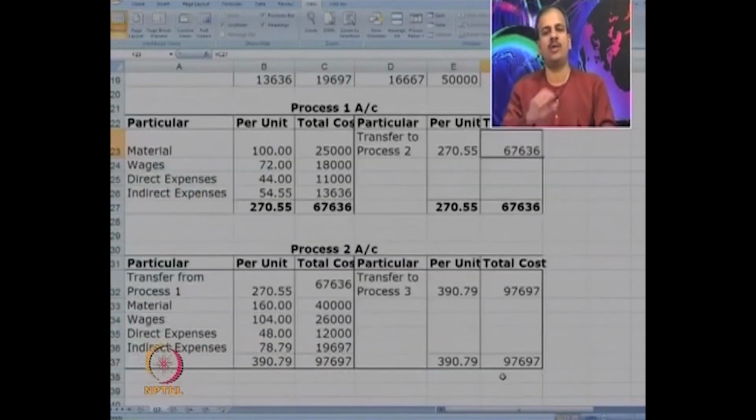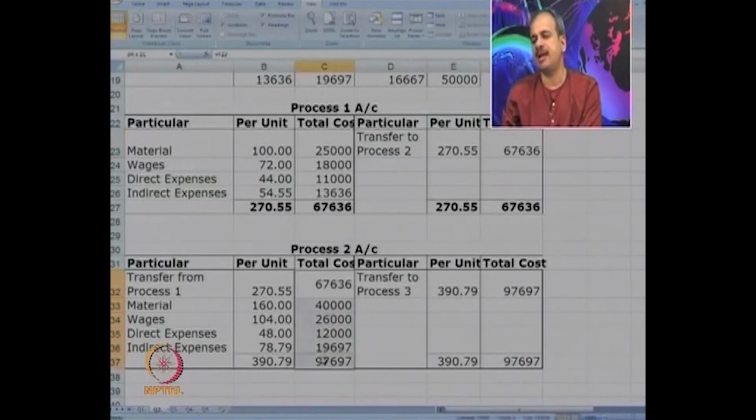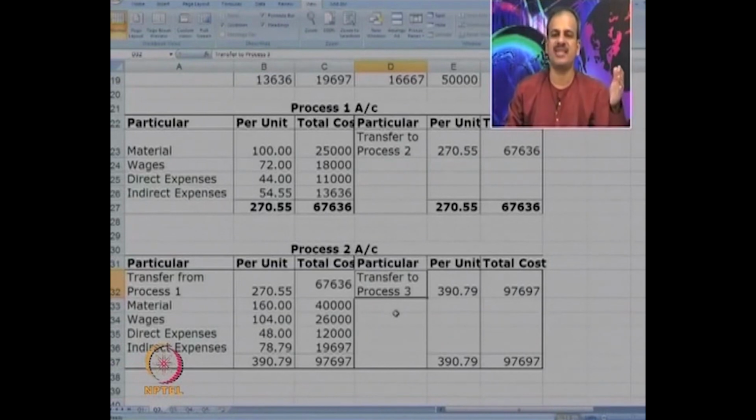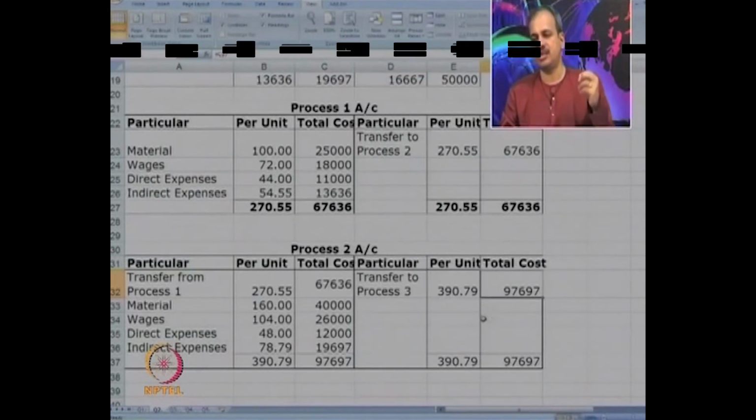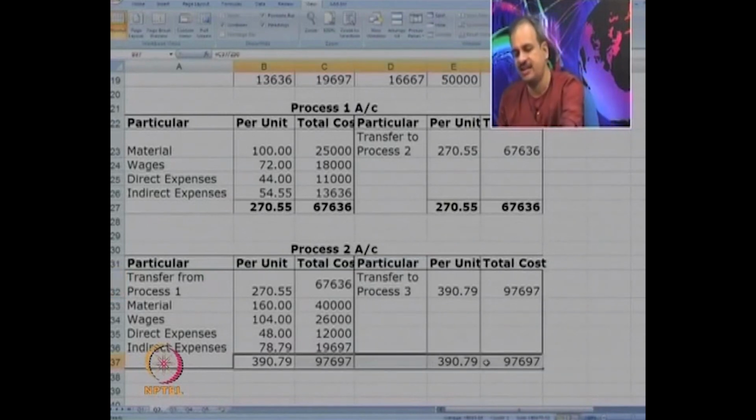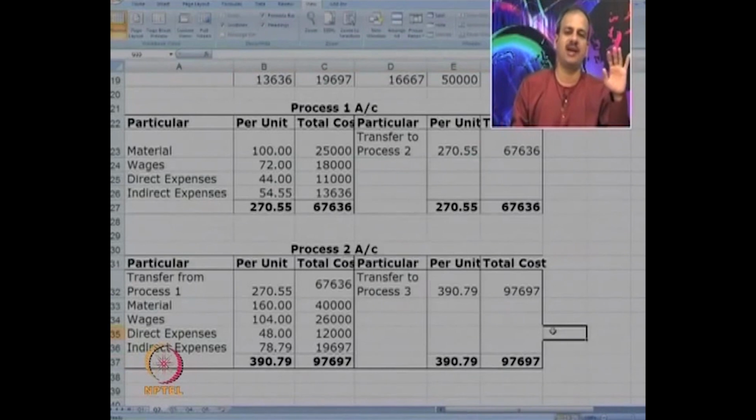Now look at the process 2 account. So I hope it's clear to you. Now you have got transfer from process 1, then material, wages and direct expenses plus indirect expenses. Same as earlier, we have divided it by 250 to get per unit cost of each of the elements in process 2. On credit side, the amount will be transferred to process 3. There is no normal loss, there is no abnormal loss. So the entire amount 97,697, which is the total at that process level, will be transferred to process 3. I hope it's clear.